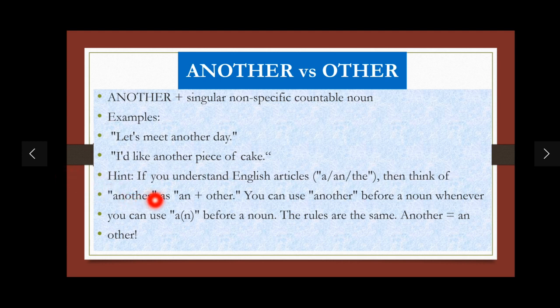Hint, if you understand English articles a and the, then think of another as an plus other, right? You can use another before a noun whenever you can use a and an before a noun. The rules are the same, another is equal to an other.